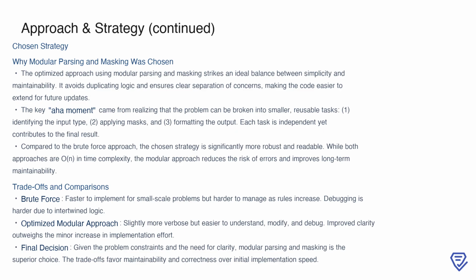Ultimately, we chose the modular parsing and masking strategy because it provides the best balance between simplicity and maintainability. This approach avoids duplicating logic and ensures a clear separation of tasks, which makes the codebase more adaptable and easier to extend. The key insight was realizing that the problem could be divided into 3 distinct steps: identifying the input type, applying the appropriate masking, and formatting the output. Each of these tasks is independent, yet all contribute to producing the final result seamlessly.